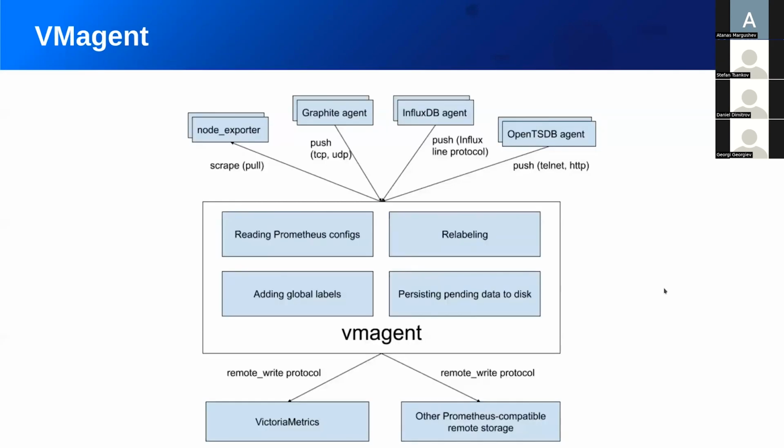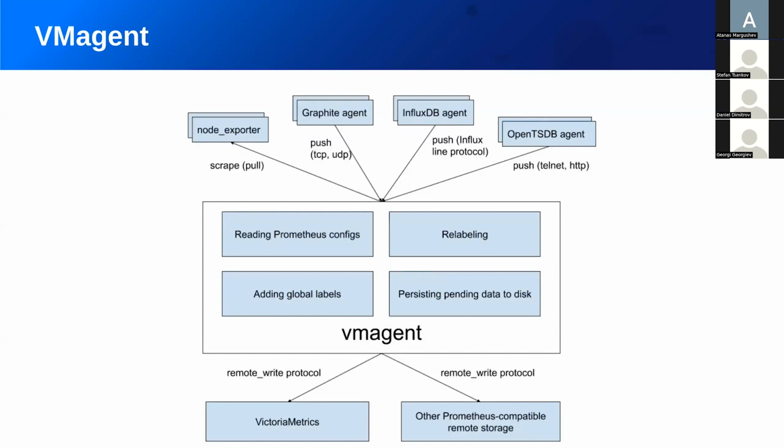This is the official graph for VMagent. At the top of the image, you can see it's going to scrape node exporter. It can get metrics from Graphite agent, InfluxDB agent, and others. Your traditional Prometheus config is used by VMagent. It's also going to do any relabeling. If you ask it, it's going to drop labels. If you ask it, it's going to add global labels, which I think is how they achieve multi-tenancy also. And then VMagent is going to write. It's either going to write to Victoria Metrics, or you can even use it to write to a standard Prometheus because the protocol is the same.